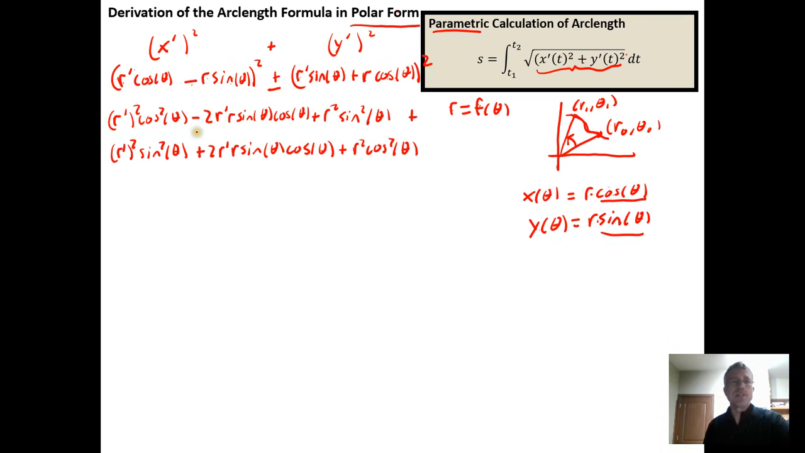And what we want to notice is that the middle term right here cancels with the middle term right here. They're opposites, so they will give us a 0 when we add them together. And all that leaves us is adding these two terms. But notice each term here has an r prime squared in it. So when we add them, we can factor the r prime squared out. And what will be left on the inside will be a cosine squared of theta plus a sine squared of theta.